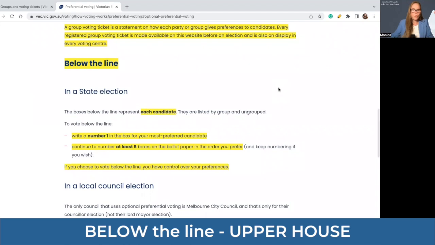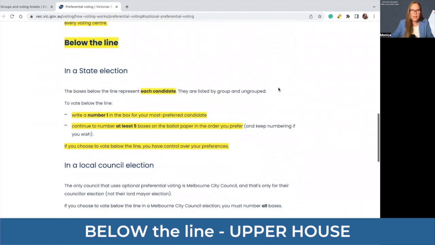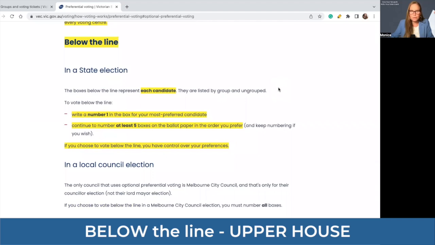Some people will not want to trust the group voting ticket structure and would prefer to vote below the line. So below the line in a state election, the boxes below the line represent each candidate. To vote below the line, write a number 1 in the box of the most preferred candidates. Continue to number at least 5 boxes on the ballot paper in the order you prefer. If you choose to vote below the line, you have control over your preferences.